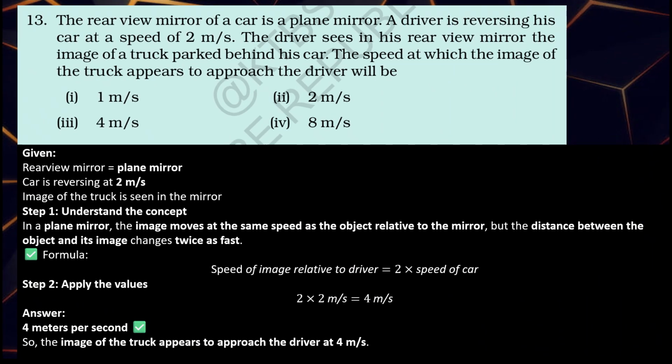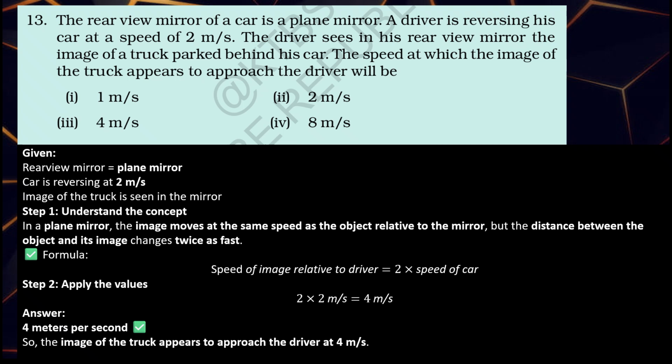13th one, the rear view mirror of a car is a plane mirror. The driver is reversing his car at a speed of 2 meters per second. The driver sees in his rear view mirror the image of a truck parked behind his car. The speed at which the image of the truck appears to approach the driver will be: first option 1 meter per second, second option 2 meters per second, third option 4 meters per second, fourth option 8 meters per second. Given: the rear view mirror is a plane mirror, and the car is reversing at 2 meters per second. The image of the truck is seen in the mirror.